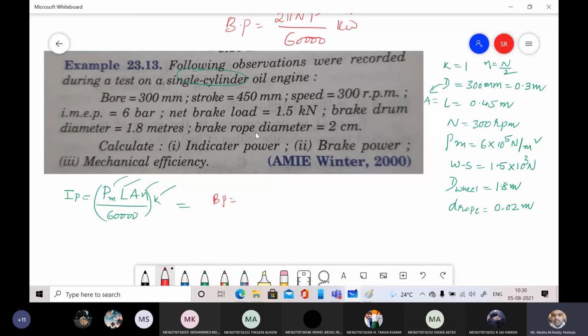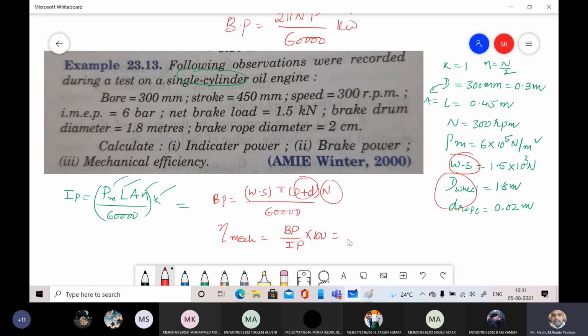BP: the net brake load is given, so the formula is W minus S into pi into capital D plus small d into N by 60,000. Here W minus S is directly given, D plus d you can use, and N is there. You can calculate BP. Once you know brake power and indicated power, mechanical efficiency is BP by IP into 100. Like this we can complete. Clear, no?